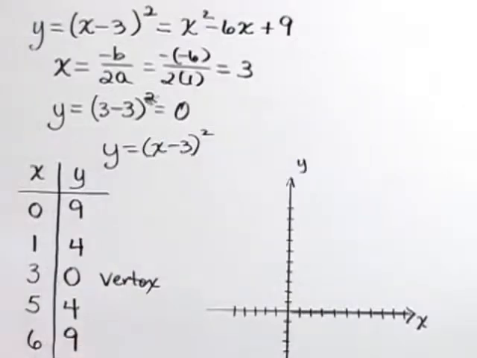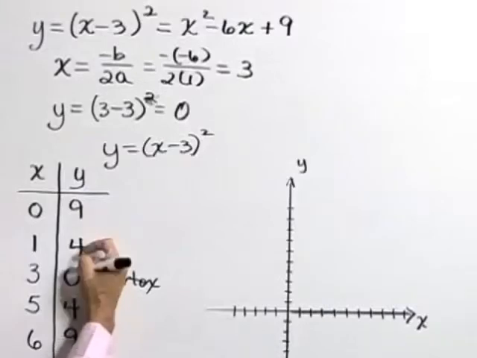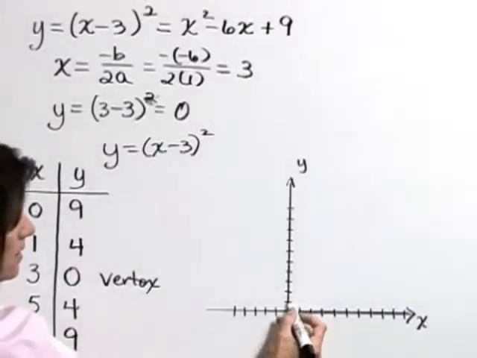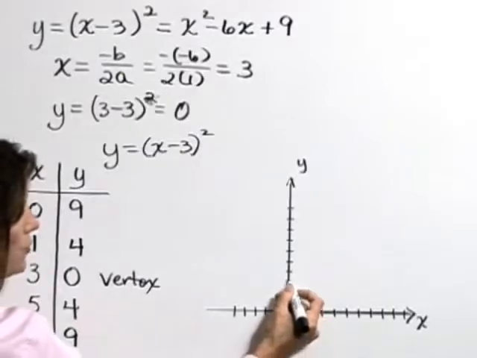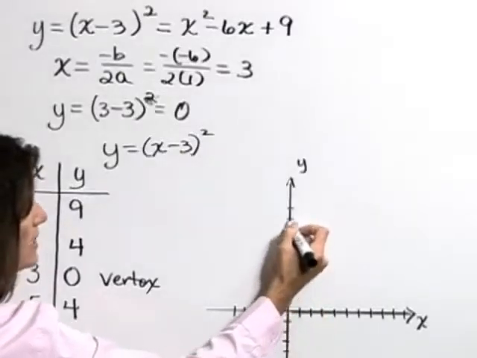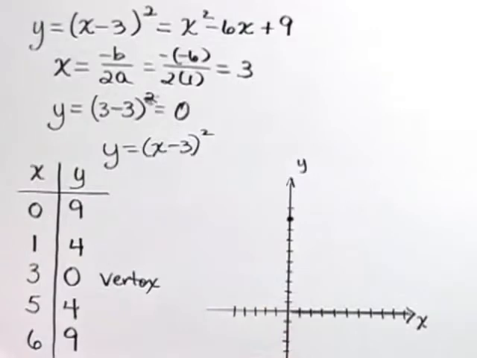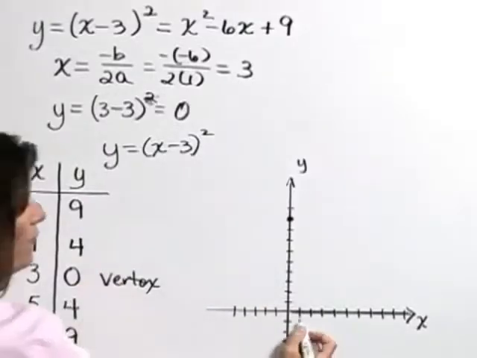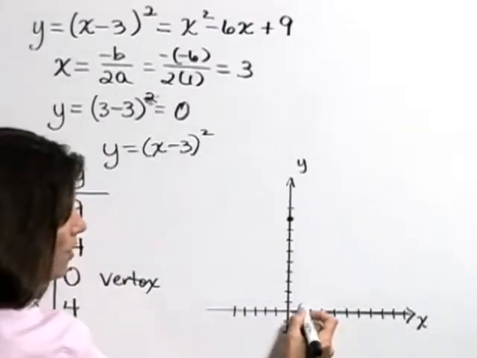Let's plot these points in our Cartesian coordinate system now. We've got the point 0, 9. That's 0 on the x-axis, up 9 on the y-axis. So 1, 2, 3, 4, 5, 6, 7, 8, 9. 0, 9. We've got the point 1, 4, over 1, up 4.